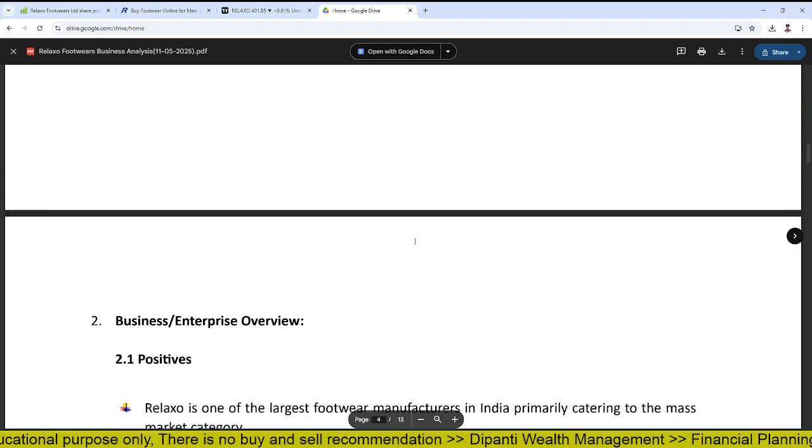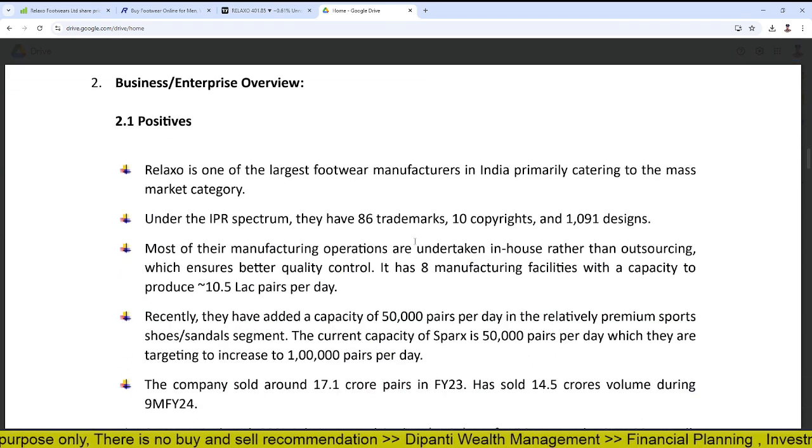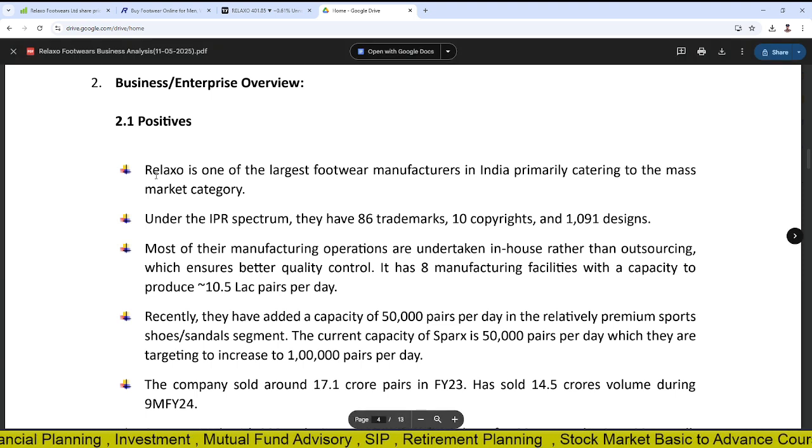So this is all about the company overview, and now it is time to discuss the enterprise, the business overview. We will be discussing a few points which are positive, then a few points which are negative. Whenever we discuss something, there must be some positive information and some negative points. So let us discuss the positives as an enterprise first. As an enterprise, what is the scenario of Relaxo Footwear?